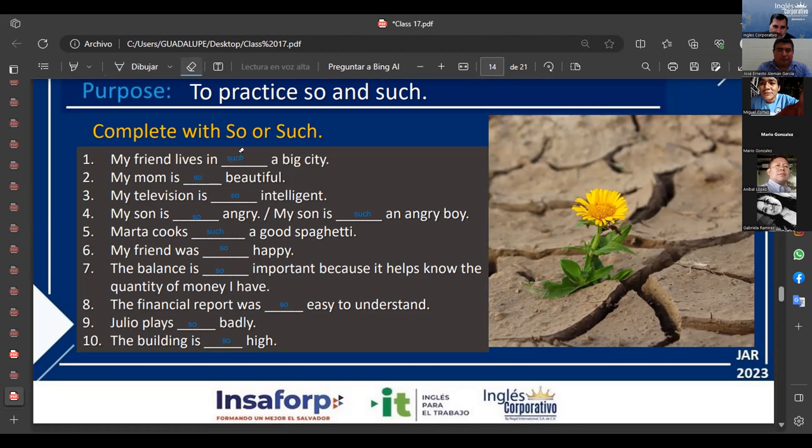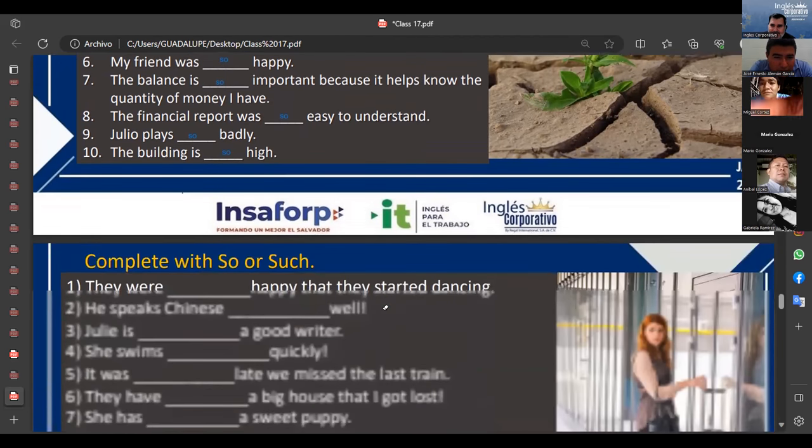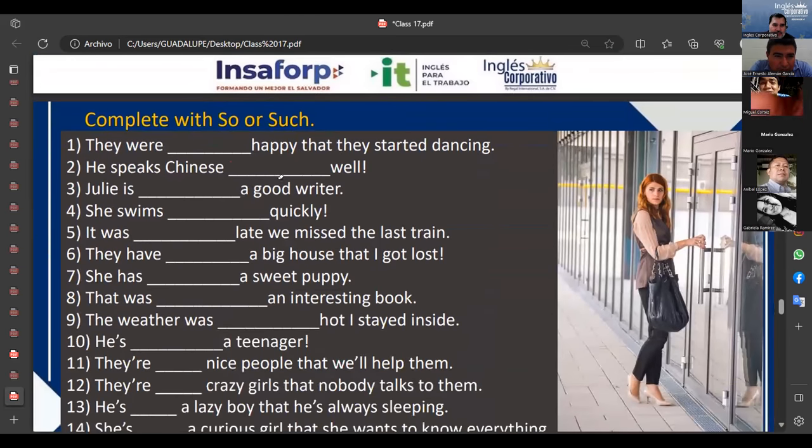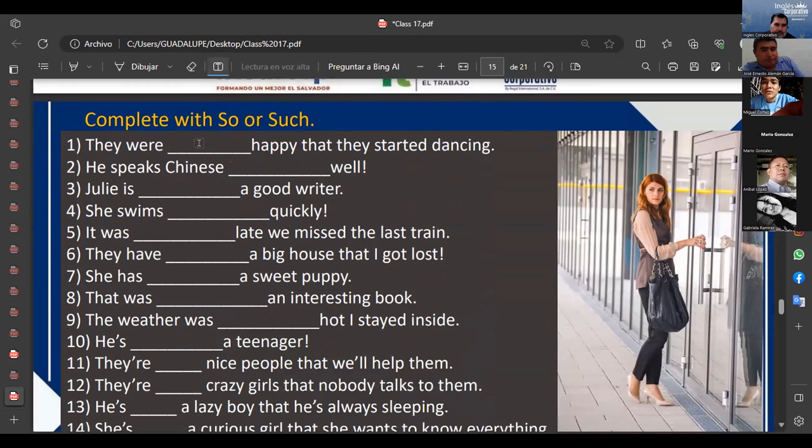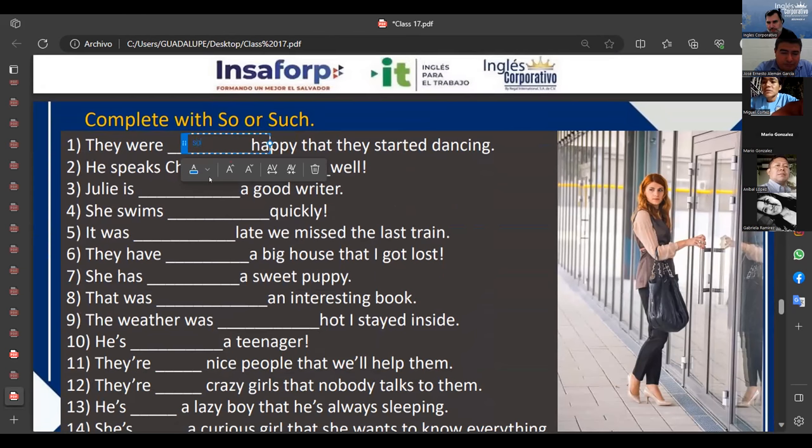It's okay. Such a big city is correct. Such an angry boy is correct. They are all correct. So happy that they... He speaks Chinese so well. Well is an adverb. Such is the combination of an adjective and a noun.